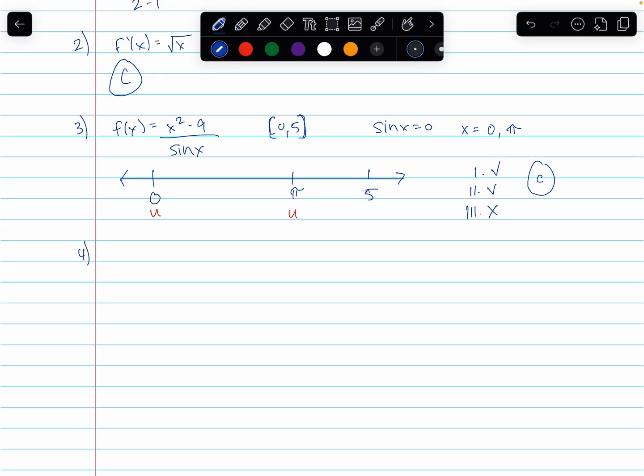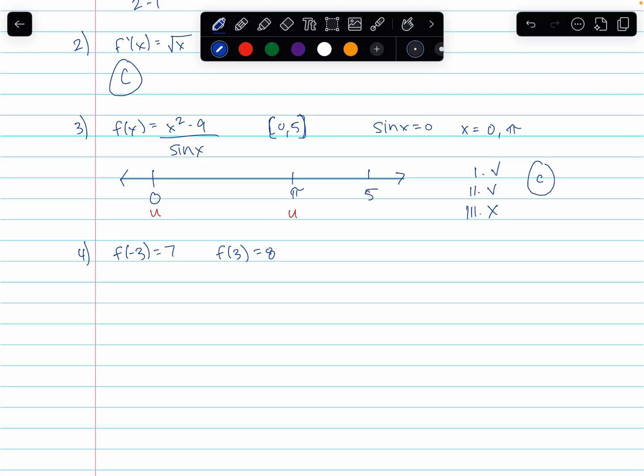Alright, so for 4, let f be a differentiable function with f of negative 3 equal to 7, and f of 3 equal to 8. Which of the following must be true for some c in the interval? We have some options that are talking about the extreme value theorem, mean value theorem, and the intermediate value theorem. I'm going to take a guess that it's going to be mean value theorem, since that's what we're talking about in this unit. So maybe B or C.